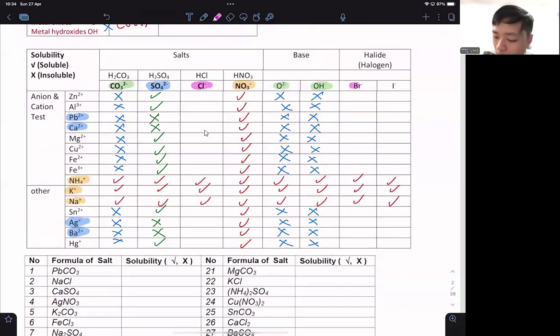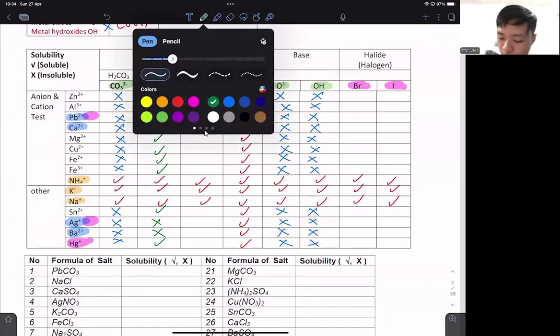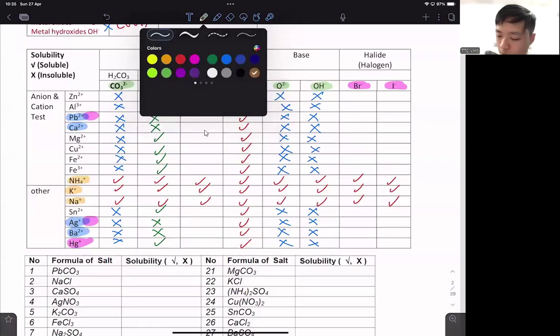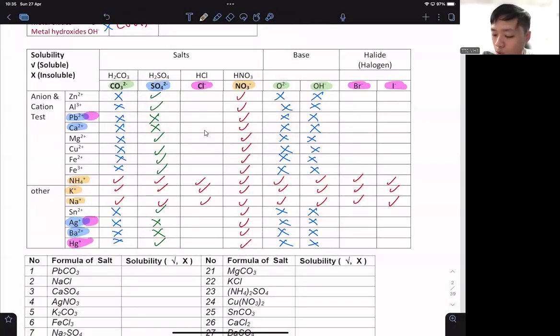Then the last one: Cl-, Br-, I-. This one also has an exception: Pb, Ag, Hg. Only these three are insoluble. Br- and I- are the same as Cl-. Then the others you just put a tick.